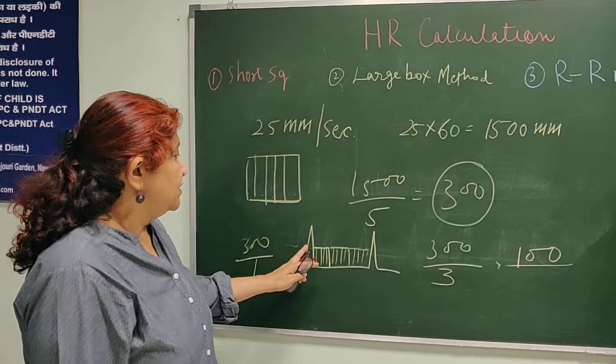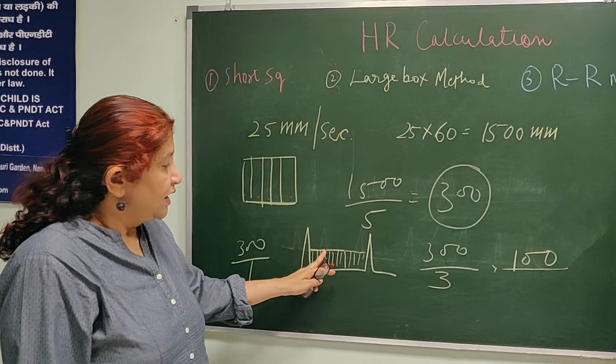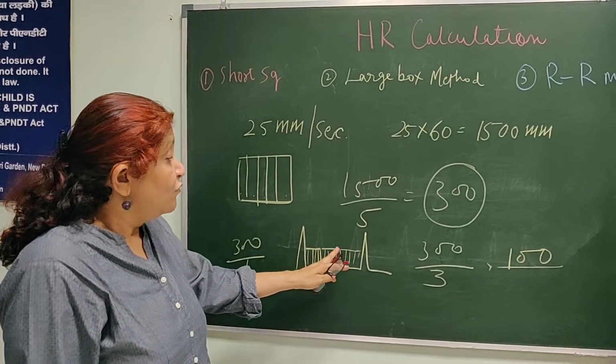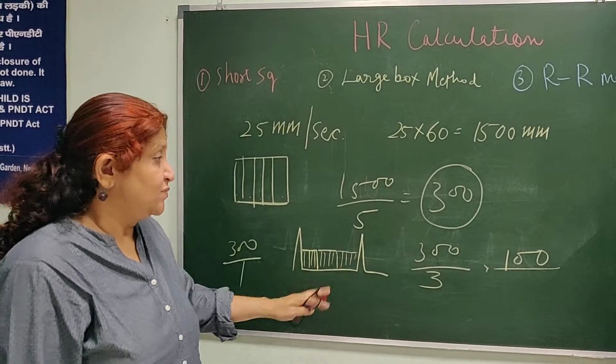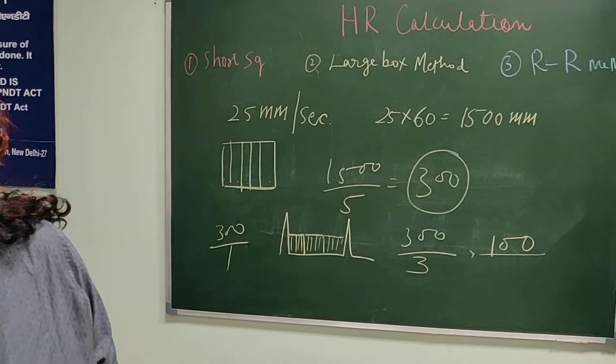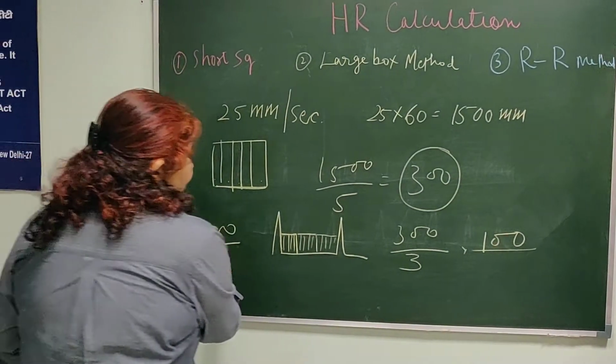Right? So this will be 300, and this will be not 250, but 150, and then this will be 100. Three large boxes. So this is the method by large boxes. Okay?